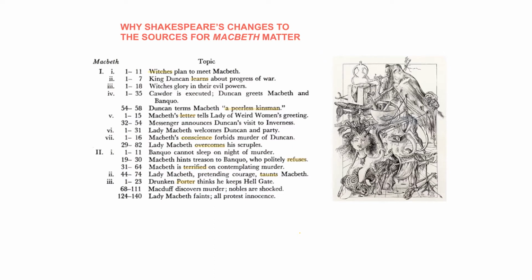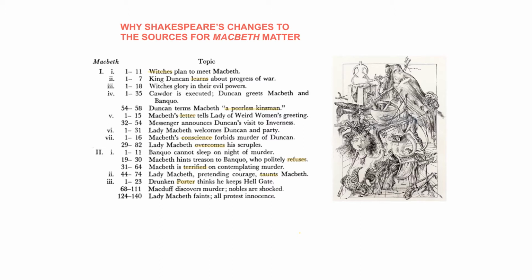There are about 35 incidents in the play that aren't in Holinshed. They're not all equally significant, so we'll just go through some of the most important ones to help you understand what Shakespeare's overall aims were in cutting and polishing the rough diamond he found in Holinshed.